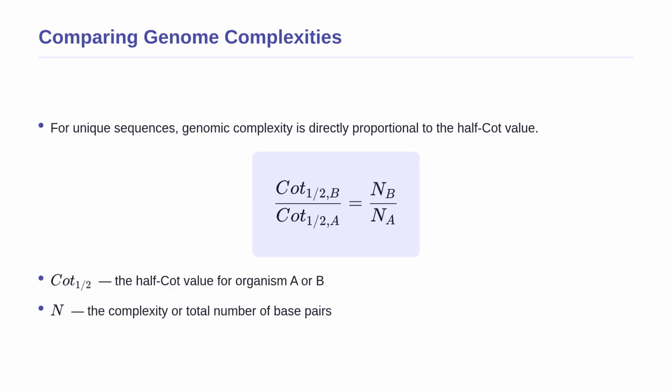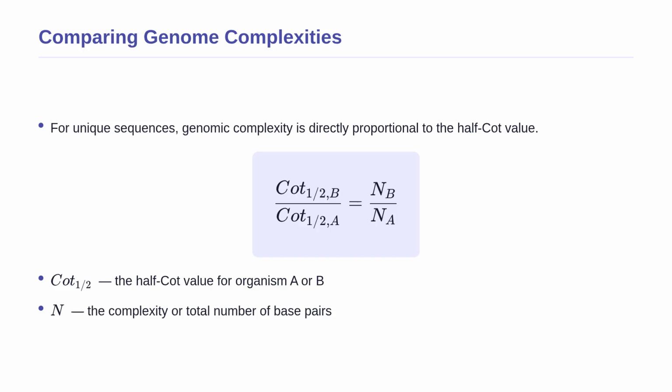Now that we have calculated a rate constant, let us look at how we compare two different organisms. For genomes that consist entirely of unique, non-repetitive sequences, the genomic complexity is directly proportional to the half-COT value. This means if the genome size increases by a certain factor, the time it takes for half the DNA to renature will increase by that exact same factor.